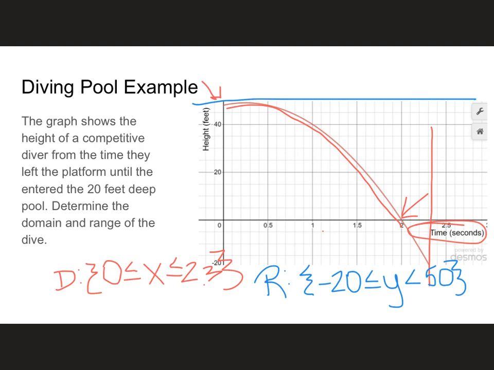But this would be an example where a graph does have some restrictions on it, instead of like the previous slide where domain can be all real numbers. I just wanted to make sure you saw one of those. So this covers the properties of quadratics, and I hope that you found this helpful.